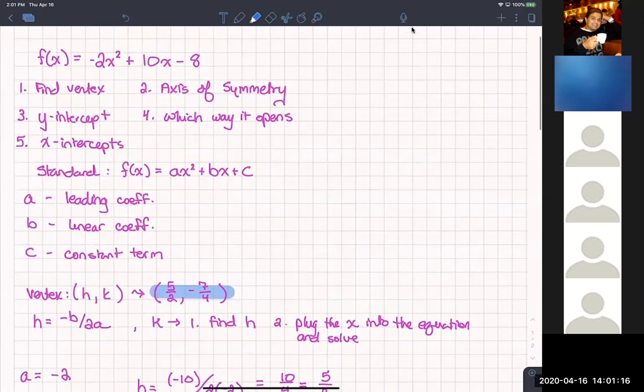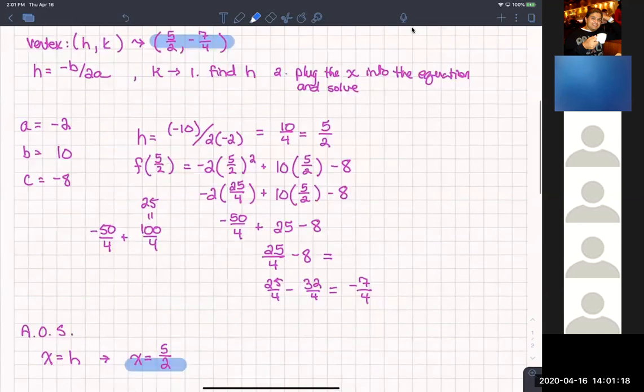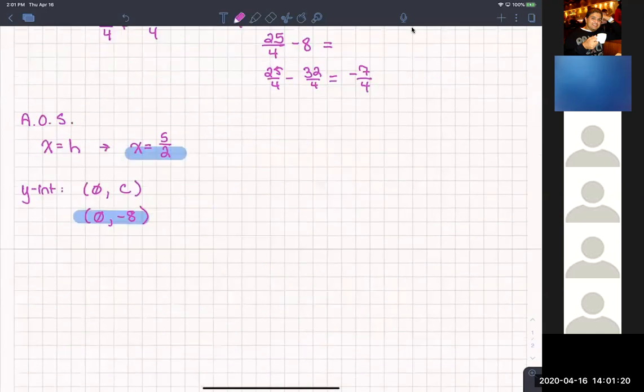Now, which way it opens? So remember, if the leading coefficient is positive, it opens up. And if the leading coefficient is negative, it opens down. So because the leading coefficient is negative 2, the parabola opens down.